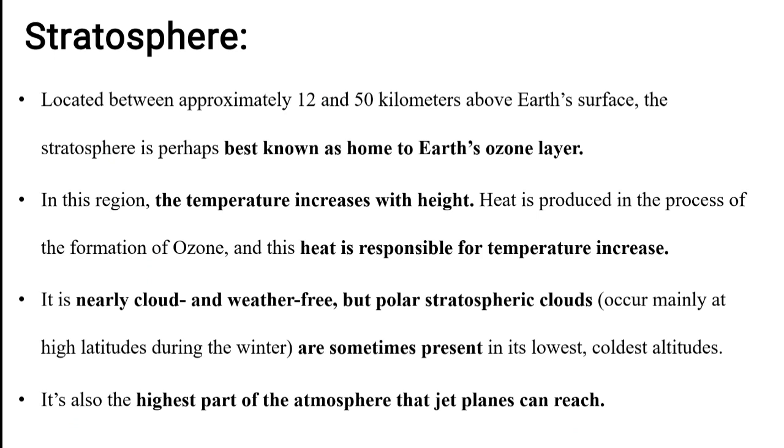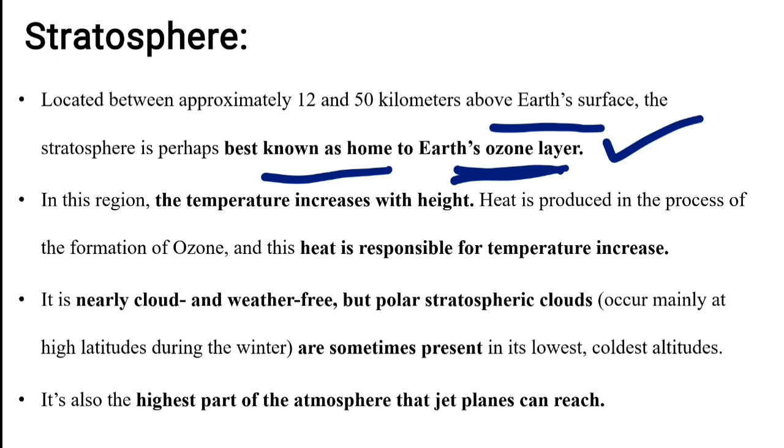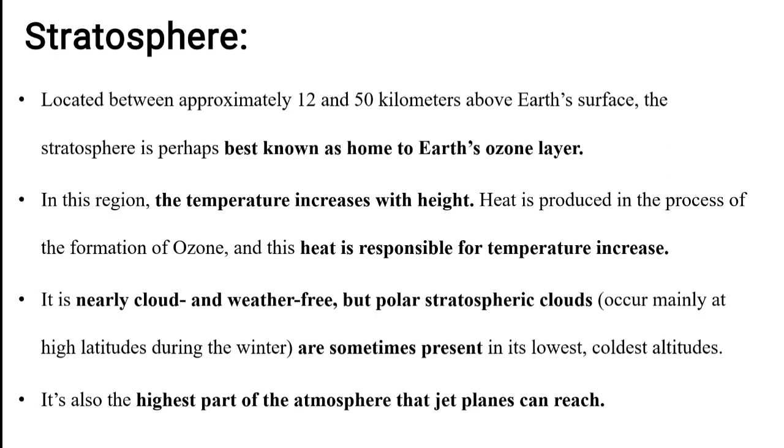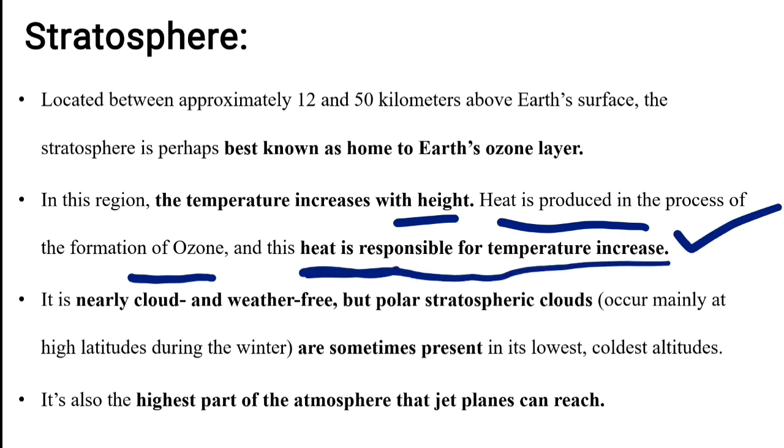Then the stratosphere layer. It is located between 12 to 50 kilometers above the Earth's surface, and the stratosphere is best known as home to the ozone layer. What the ozone layer and ozone gases are, I will discuss in my next videos. In this region the temperature increases with height, but in case of troposphere the temperature decreases with height. Heat is produced in the process of formation of ozone, and this heat is responsible for the temperature increase.